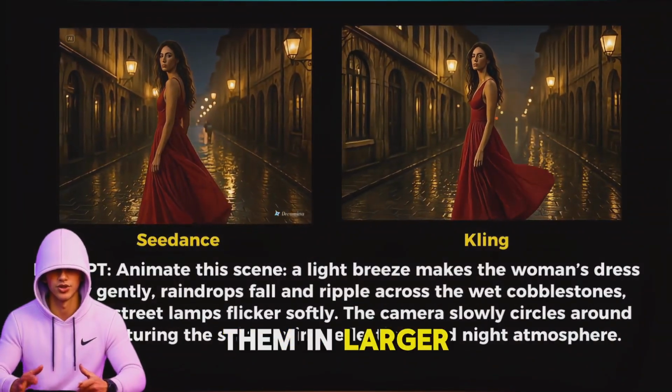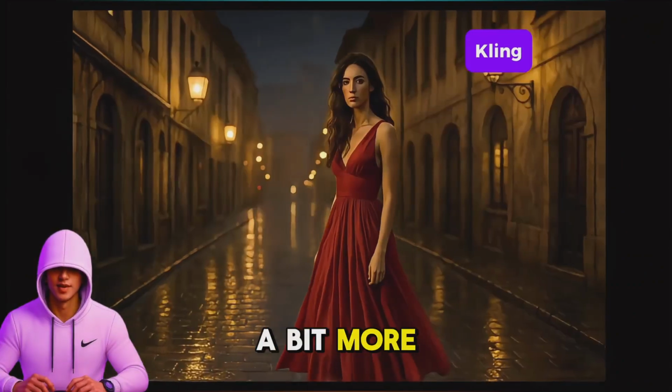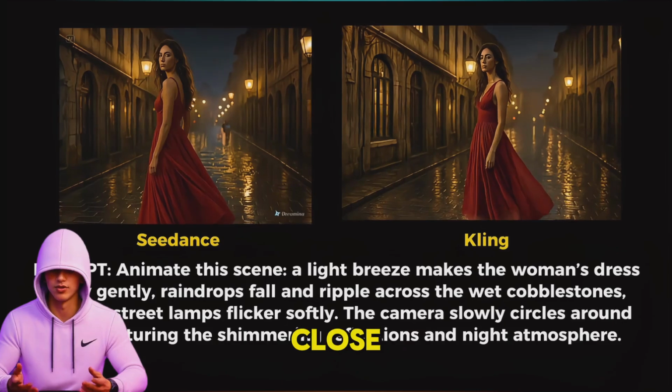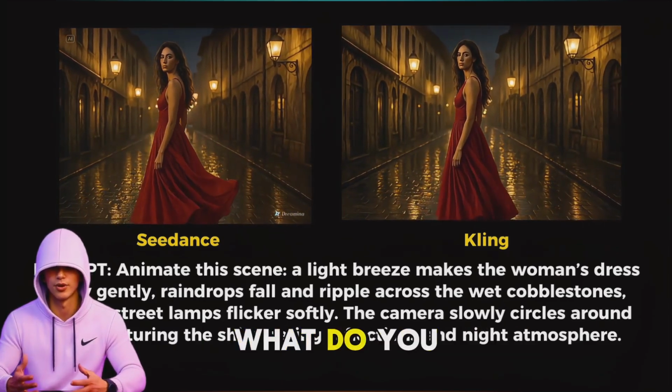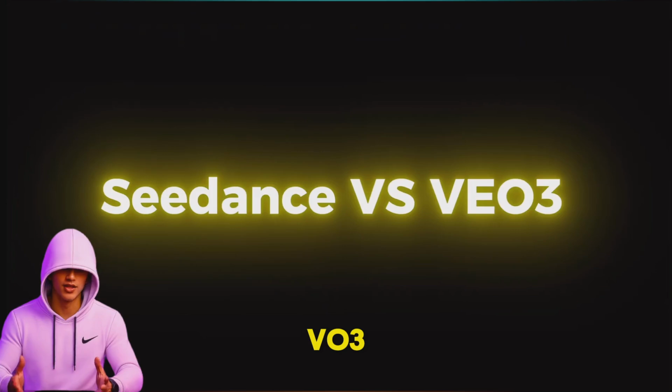I'll also show them in larger formats one by one because when viewed in large size, Seedance feels a bit more dynamic and better in terms of slow motion quality. In my opinion, the results are close, but Seedance came out slightly more cinematic compared to Kling AI. What do you think? Now let's compare it with another app that has recently become very popular, VEO3.